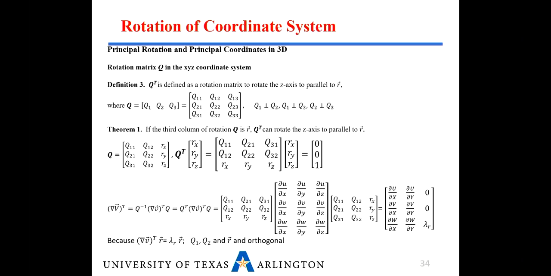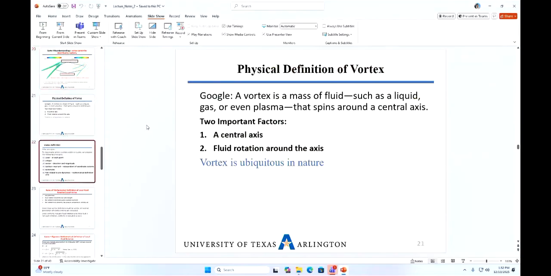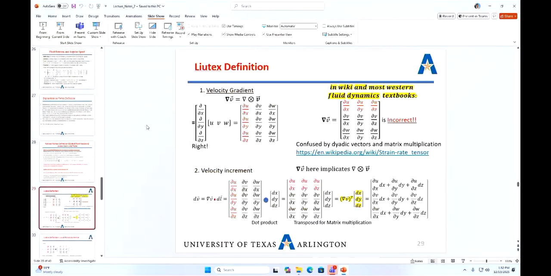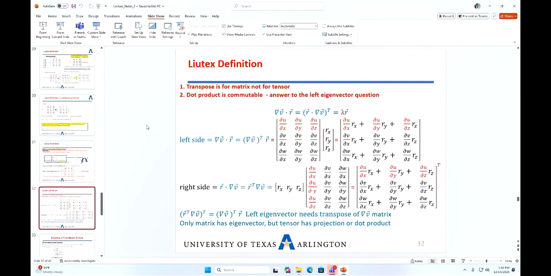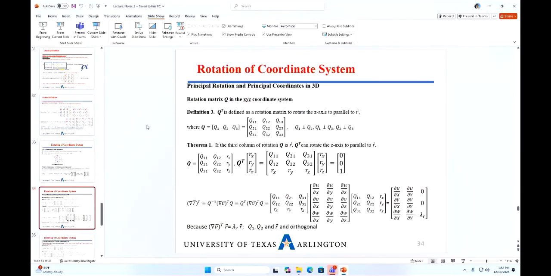But of course, we still didn't determine Q. So we have rotated small x, y, z to the new coordinates, capital X, capital Y, and capital Z. Capital Z is nothing else, it's a new text.